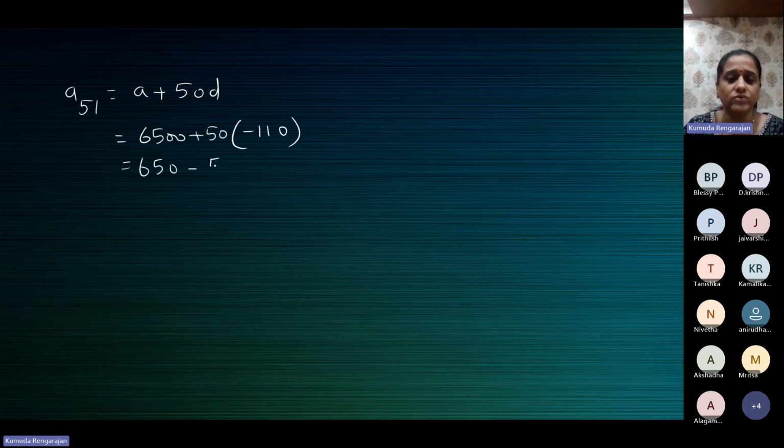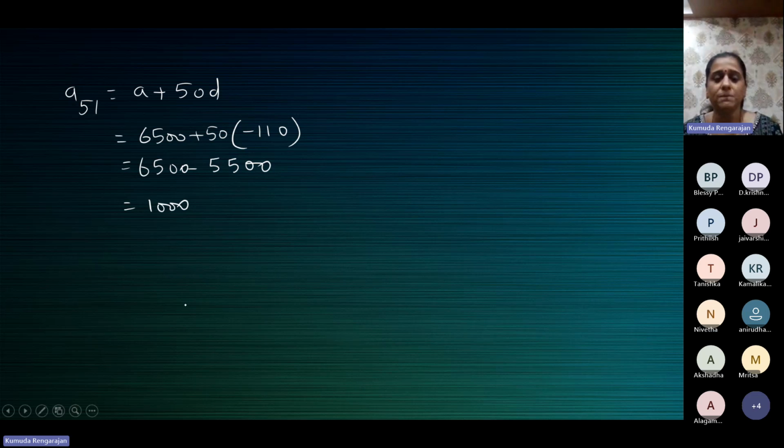A51 is equal to A plus 50D. A is 6,500 plus 50 into D, which is minus 110. So 6,500 minus 5,500, which is equal to 1,000. So you can see that on the 51st day, the ticket receipts and the operational expenses are equal.